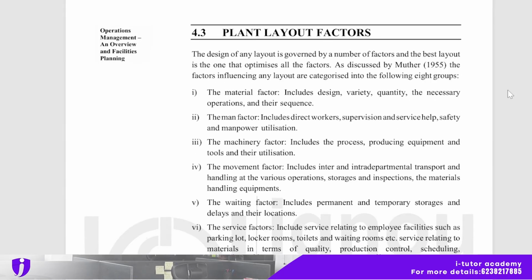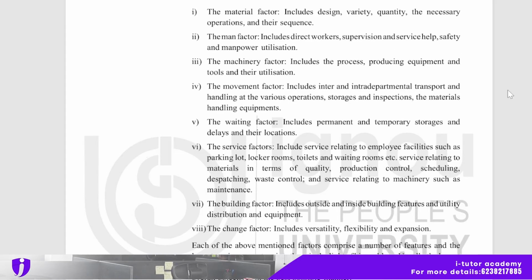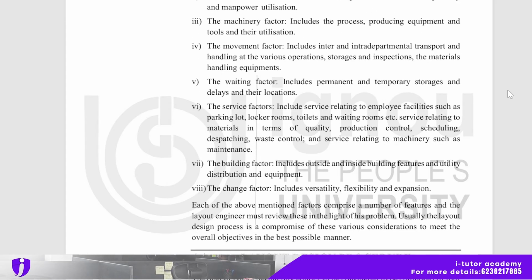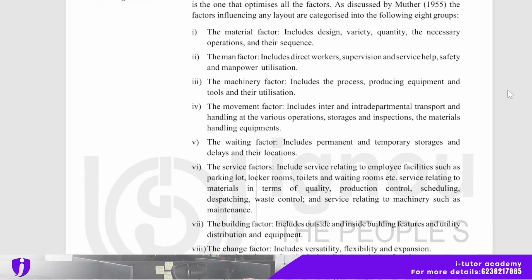Next is plant layout factors. What are the factors for plant layout? The design of any layout is governed by a number of factors and the best layout is the one that optimizes all the factors. As discussed by Muther, the factors influencing any layout are categorized into the following 8 groups: the material factor, the man factor, machinery factor, movement factor, waiting factor, service factor, building factor and change factor. So these are the different factors or categories influencing the layout. Okay.